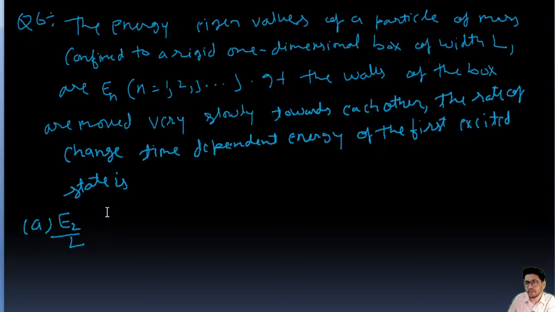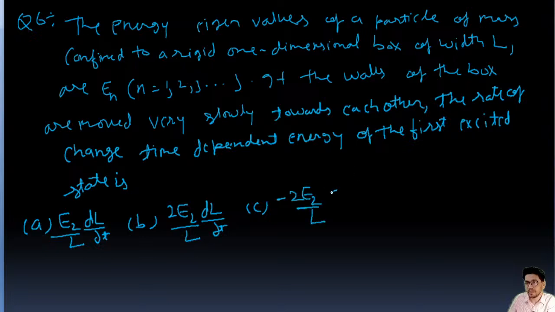E2 upon L dl upon dt. Okay, option B is 2E2 upon L dl upon dt. Option C is minus 2 E2 upon L dl upon dt, and option D is minus E1 upon L dl upon dt. Okay, so this is the question.